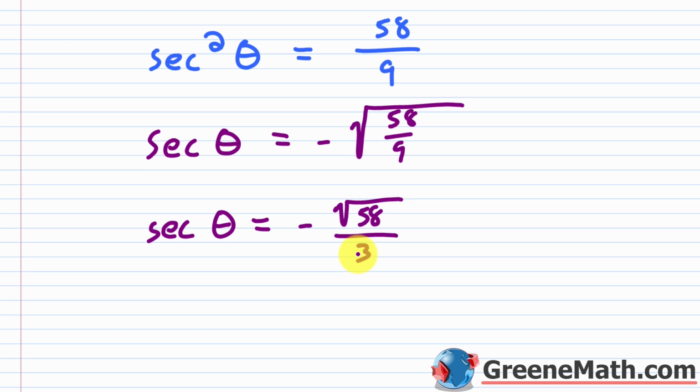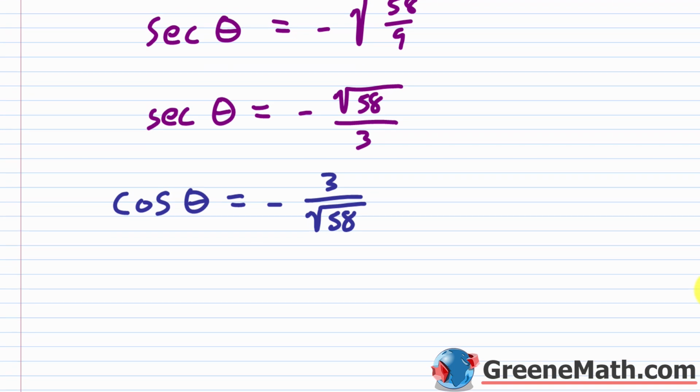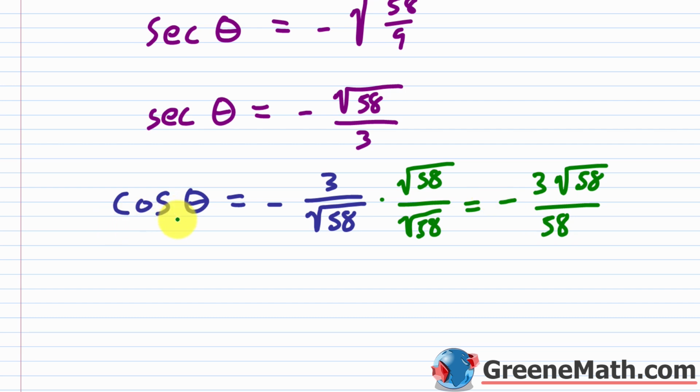So we're not looking for the secant of theta. Of course, we want the cosine of theta. And I know this is a bit tedious, but the cosine of theta is found by flipping this guy. So this is equal to the negative of 3 over the square root of 58. Now, when you have an answer with the square root in the denominator, you typically want to rationalize the denominator. So let's multiply this by the square root of 58 over the square root of 58. And that would give me an answer of the negative of 3 times the square root of 58 over 58. Okay, so that's my cosine of theta.